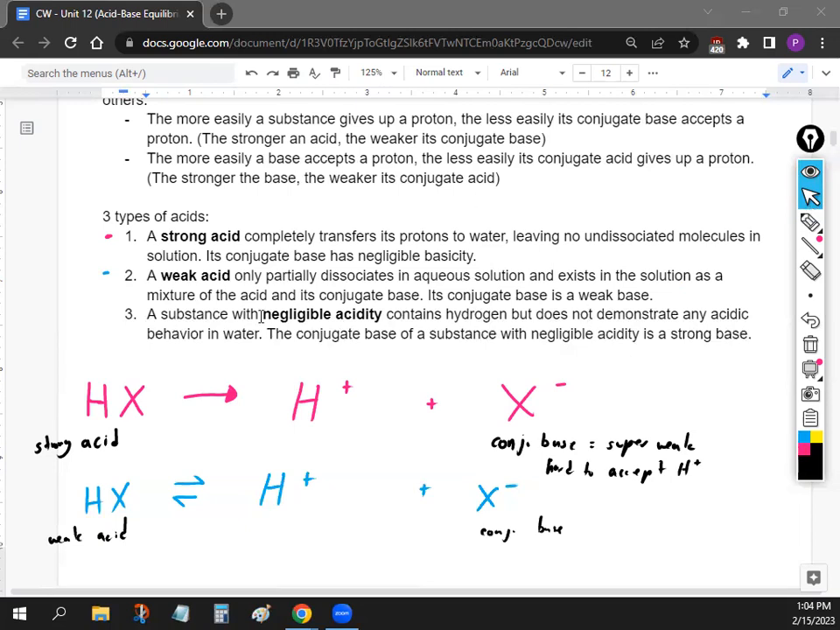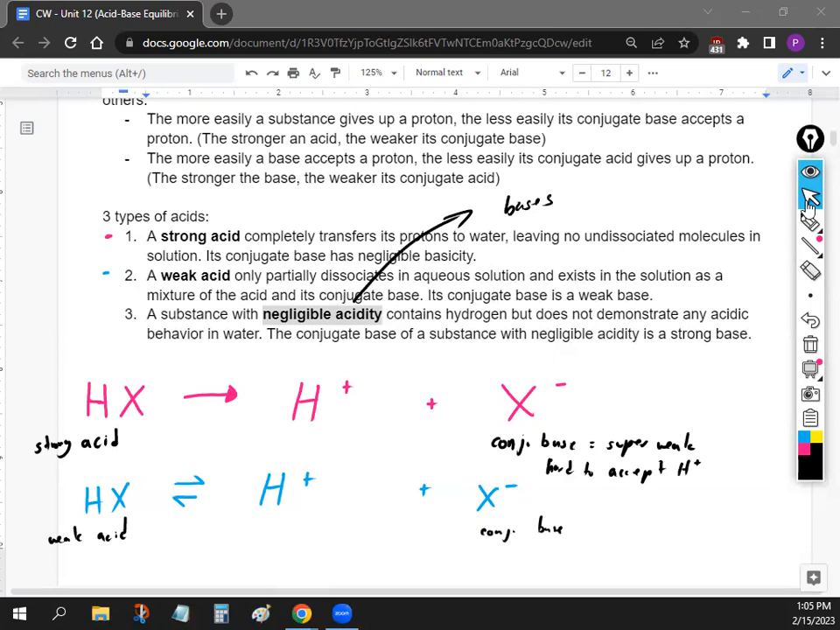All right. Next one, number 3, compounds with negligible acidity. Basically, these are going to be your bases. So there are compounds that have hydrogen in them. For example, NH3 is a good example. There are 3 hydrogens, but they don't really like giving up their hydrogen, so they don't act as acids. Basically, they're bases.